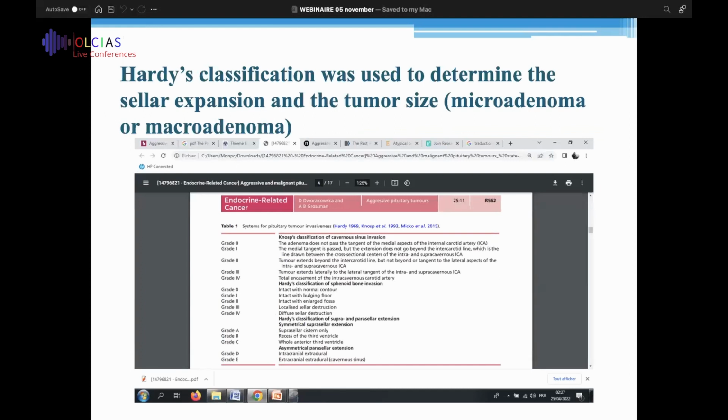Next slide, please. As I said, Hardy classification was used to determine the cellular expansion of the tumor size. According to this classification, we have two types of pituitary adenoma: microadenoma and macroadenoma. Microadenoma is an adenoma that has a size less than 1 centimeter, whereas macroadenoma is a tumor that has a size of 1 centimeter or greater. Next slide.